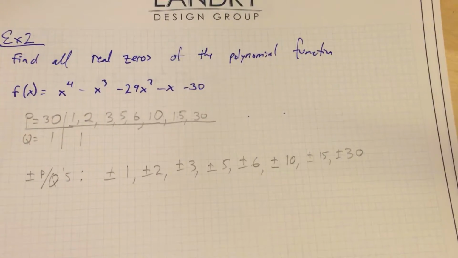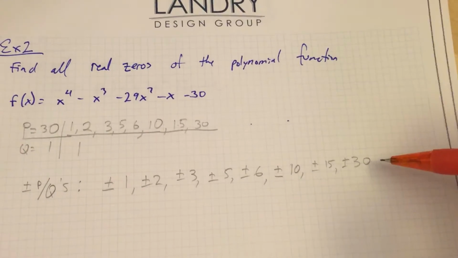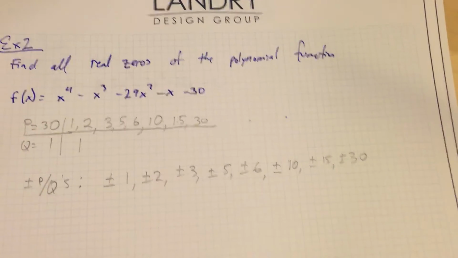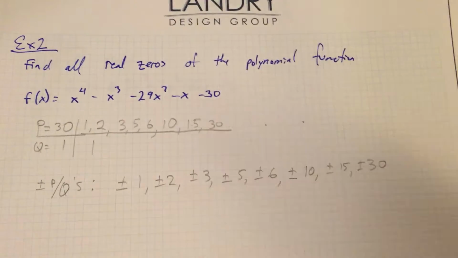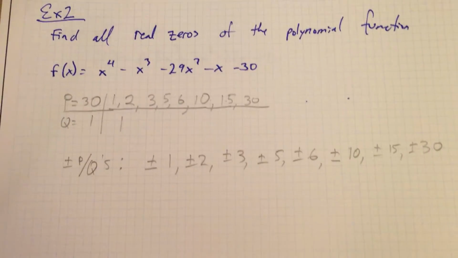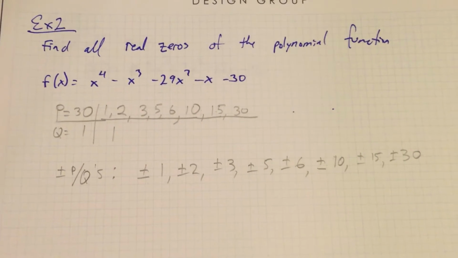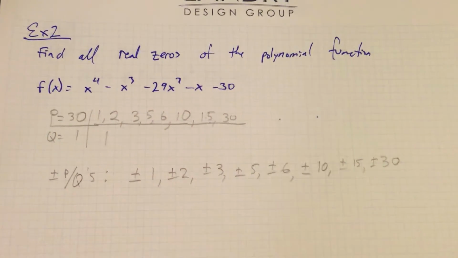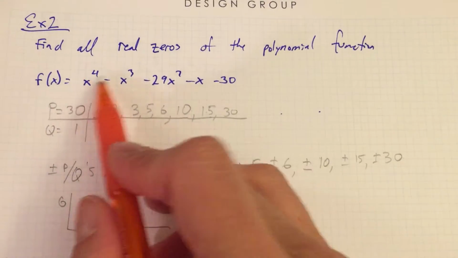My rule of thumb is always to start with the smaller numbers and work my way to the bigger numbers. So the chances of the 30, the 15, or the 10 working are usually a little bit slimmer than a 1, 2, or 3, okay? Now, because I don't want this video to go on forever, I'm going to pick the correct number to try, okay? So I'm going to pick 6, and use all of these numbers.